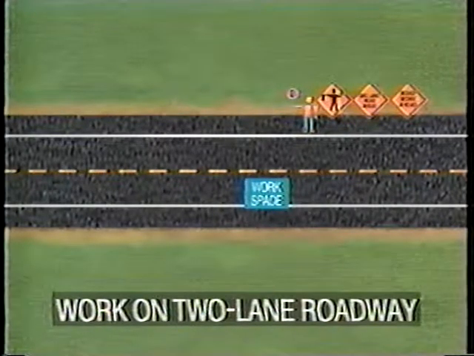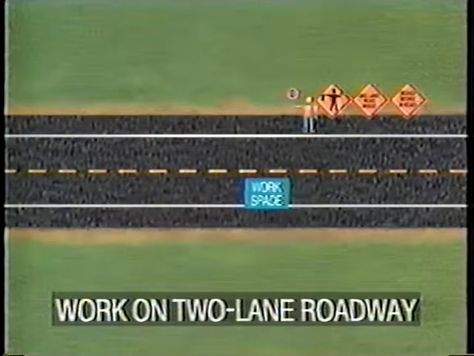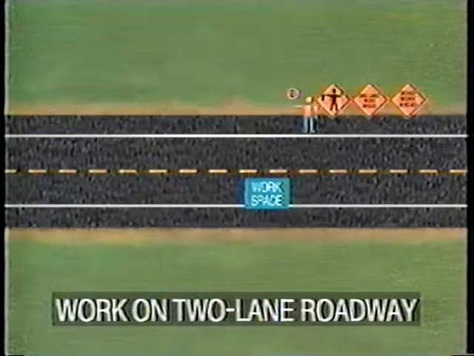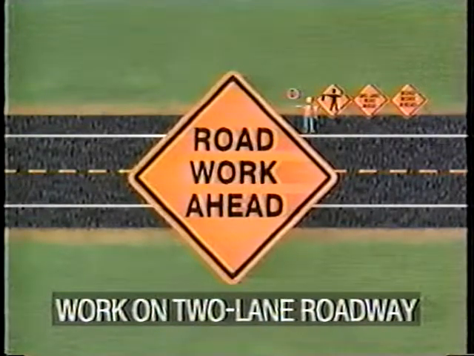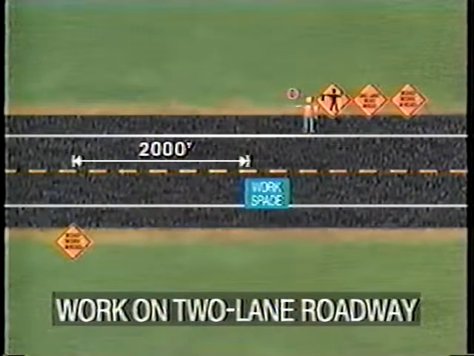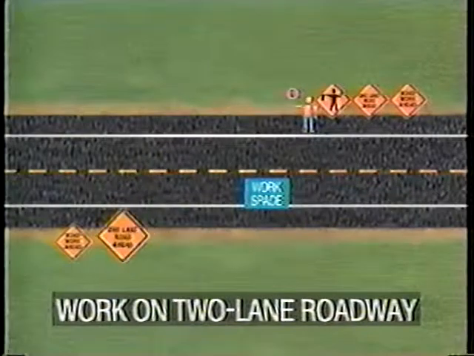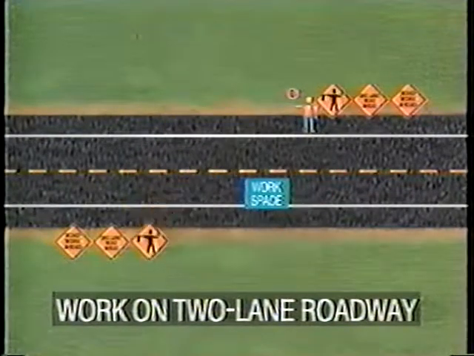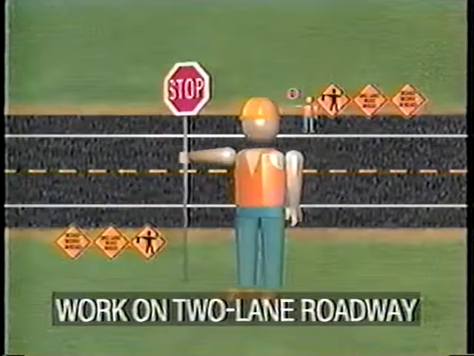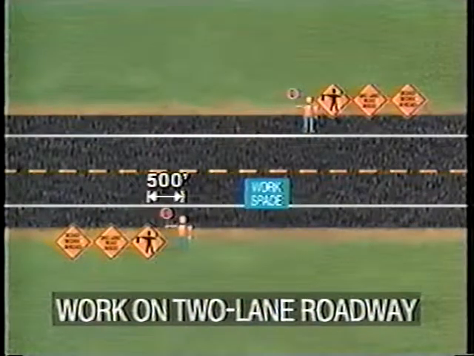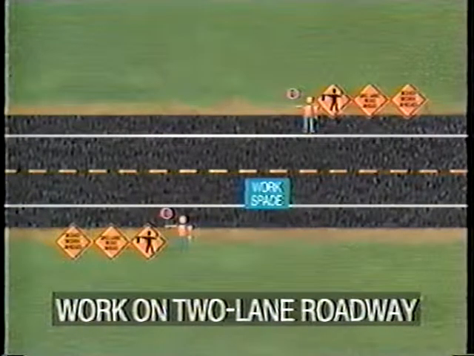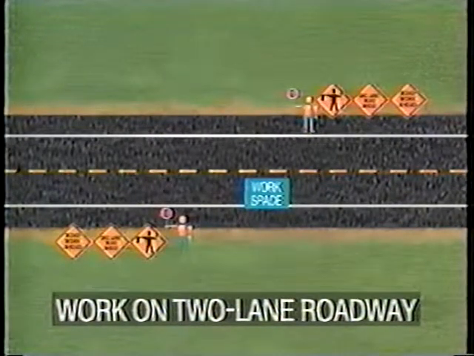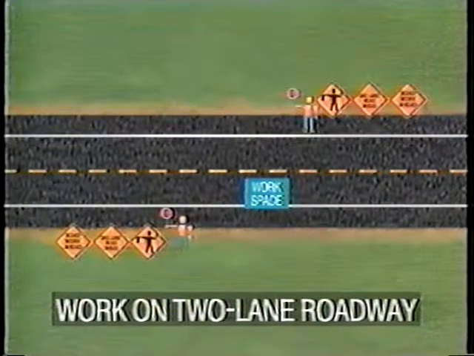The same series of signs are then installed on the side of the roadway on which the work is being done, again starting with a Road Work Ahead sign, 2,000 feet from the workspace, a one-lane road sign at 500 feet, a flagger symbol at another 500 feet, and finally the flagger 500 feet beyond the last sign. At this time, the two flaggers begin controlling traffic through the one-lane section.